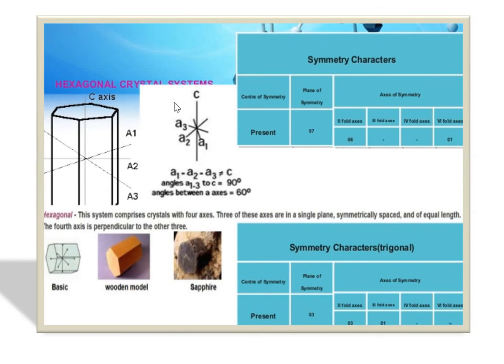Then the hexagonal crystal system. Here, along with the three crystallographic axes, one axis is extra and is not equal to the remaining axes, and the angles between the first axes are 90 degrees but this last one is 60 degrees. I have shown a hexagonal wooden model, and sapphire is a very good example of the hexagonal crystal system.